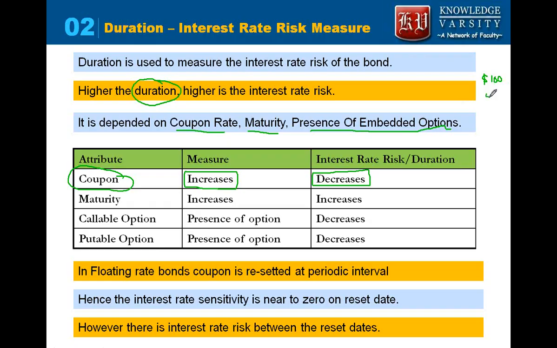Okay, the bond was for 5 years, and the bond coupon is $10. Face value is $100. Another bond is there, same $100, 5 year, but the coupon is $15.